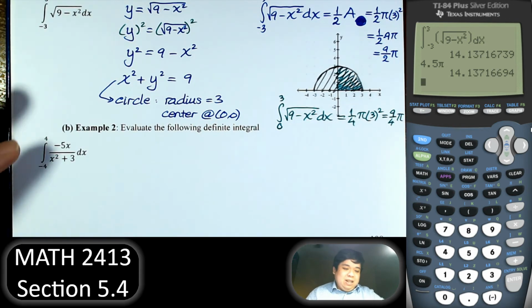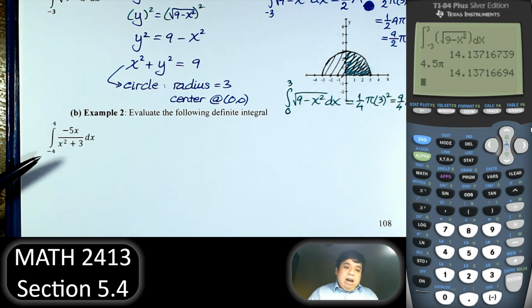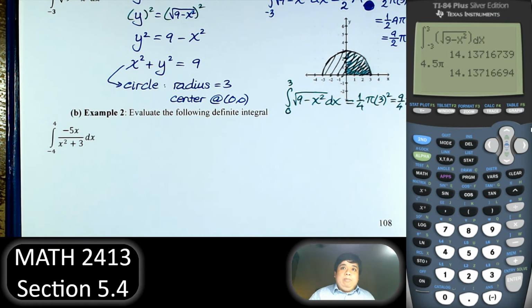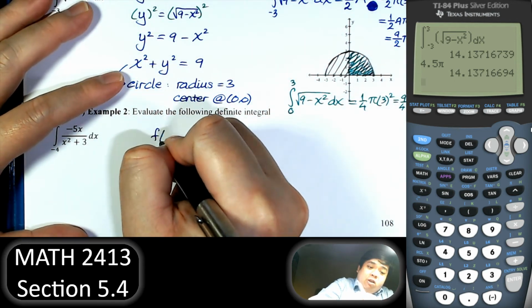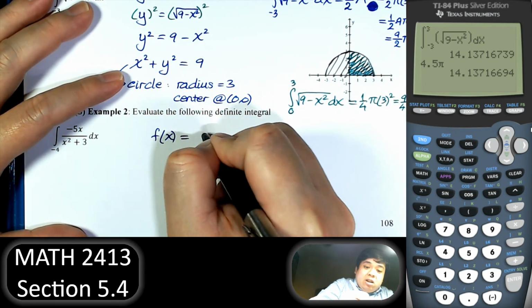So next, evaluate the definite integral. Well, we won't be able to do this until the next section. If we have to find the integral, that looks complicated. But we can take advantage of even and odd because we do have the symmetric limit. So when we have the symmetric limit, trying to see if the function is even or odd might save us a lot of calculation.